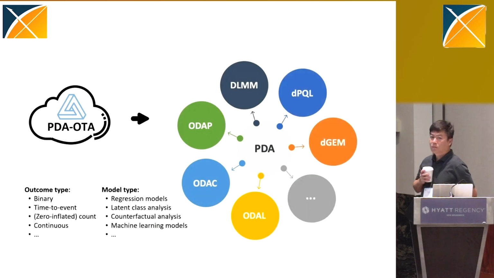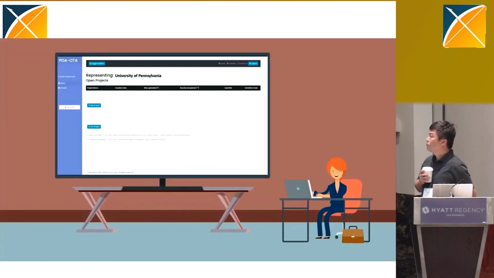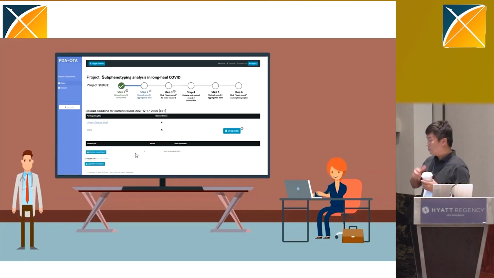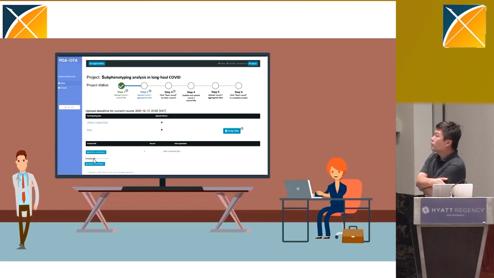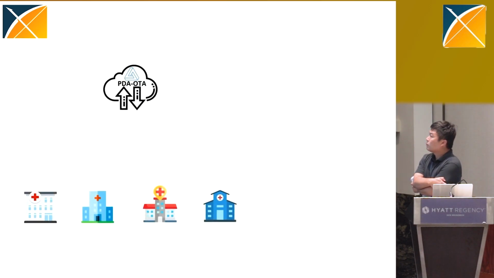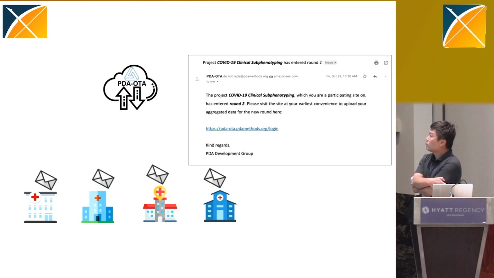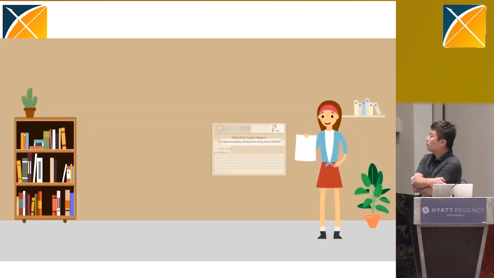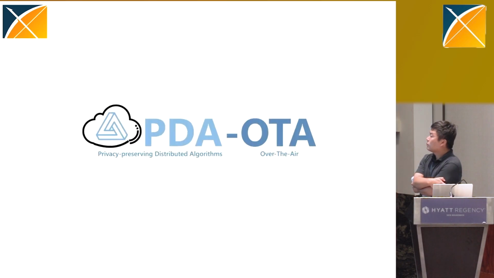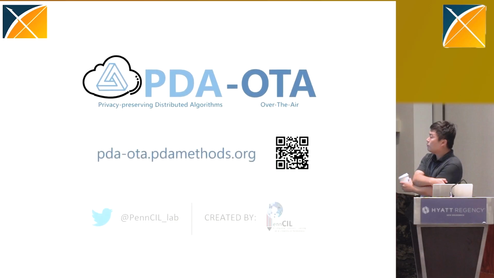PDA OTA provides a user-centered platform for two types of users, the project lead and project participants. PDA OTA also allows users to invite participating sites to collaborate, upload aggregated data, track project status, receive automated email notifications, and generates project summaries automatically. To get started, please check out our other videos featuring detailed tutorials for both the project lead and project participants.